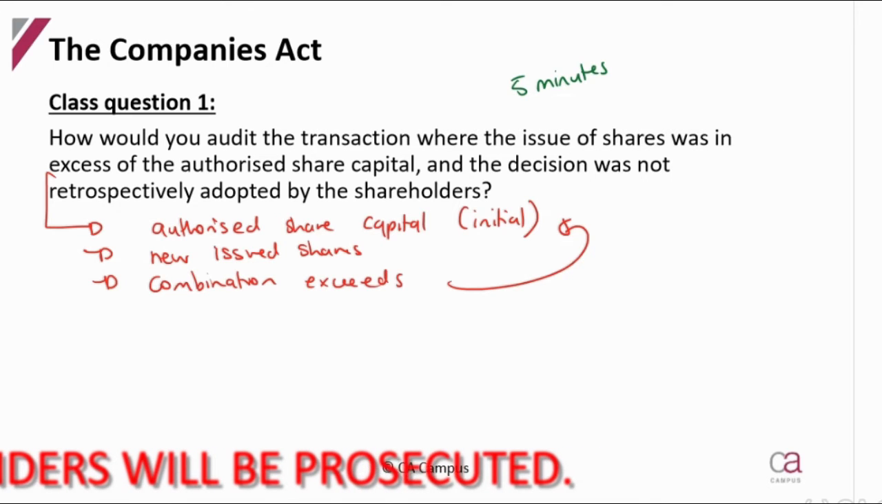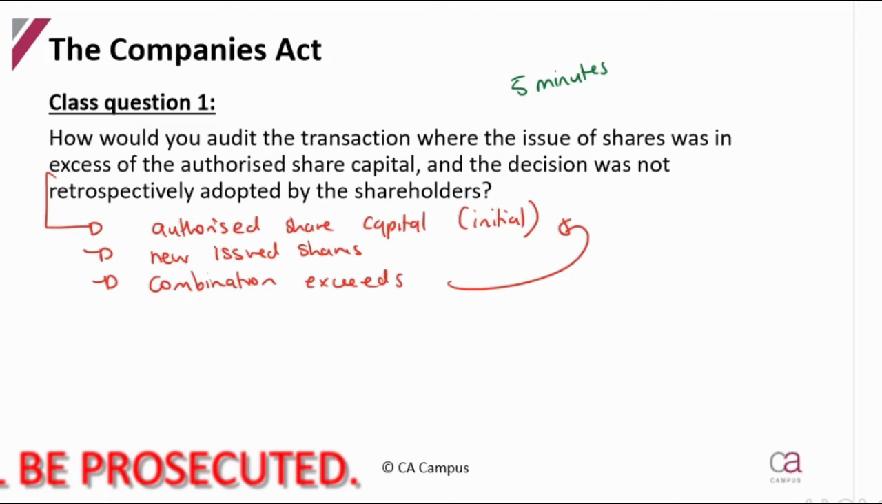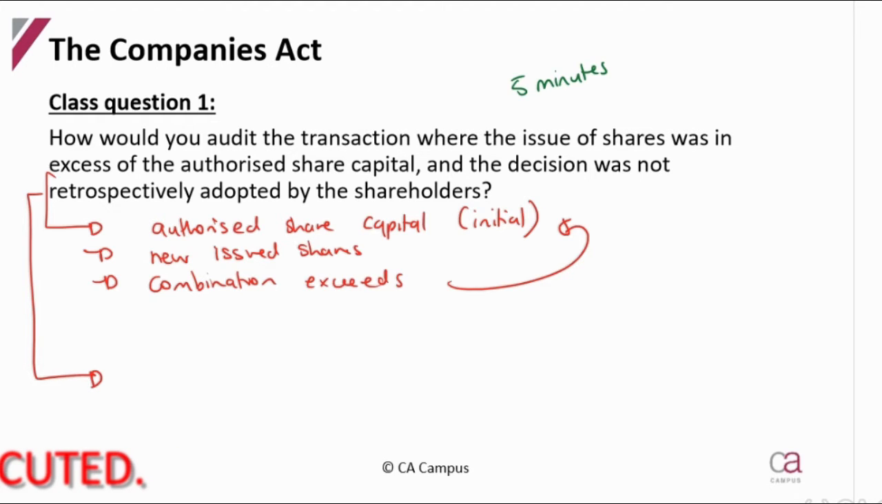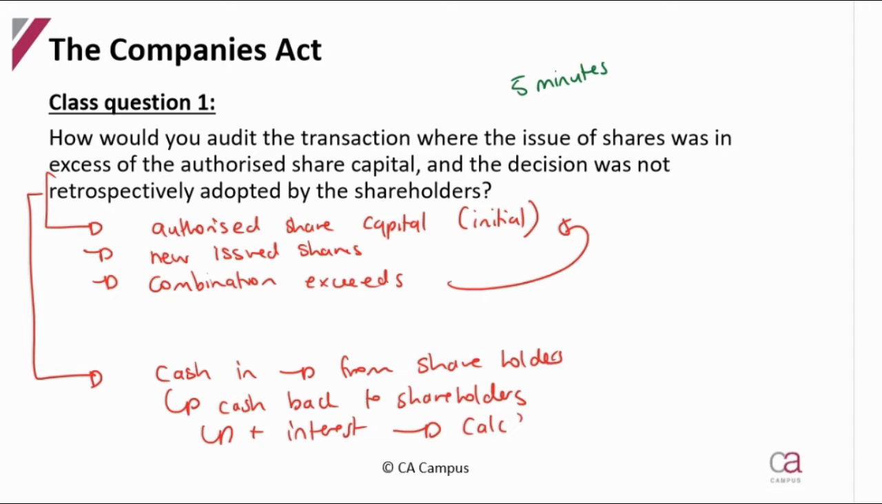Okay, so you're first going to have to audit to see that it did exceed, and then you're going to have to audit to see that everything was returned, so that first of all the cash came in from the shareholders, and then you're going to have to see that the cash goes back out. But not just that cash, plus interest. And so there's going to be a calculation here for interest.